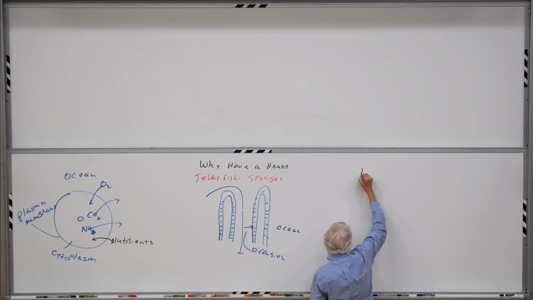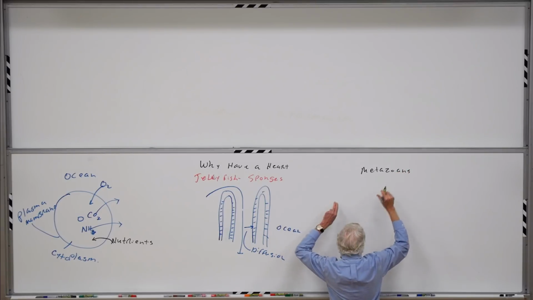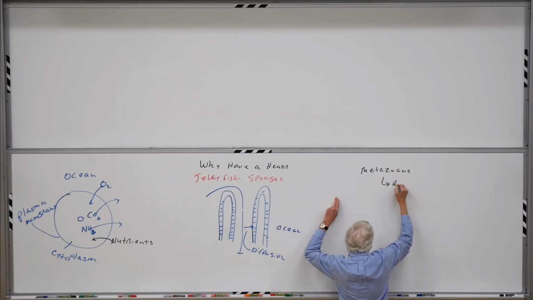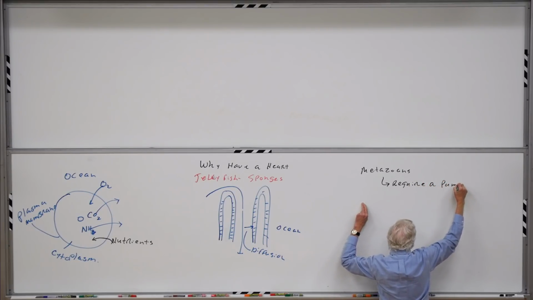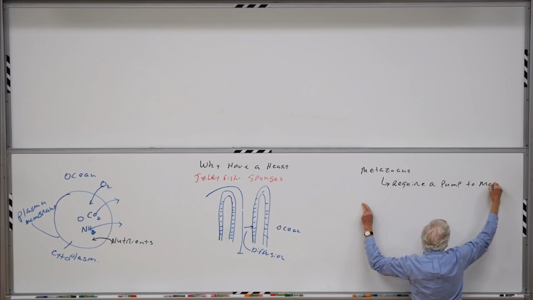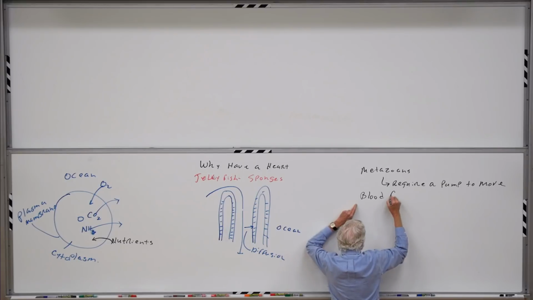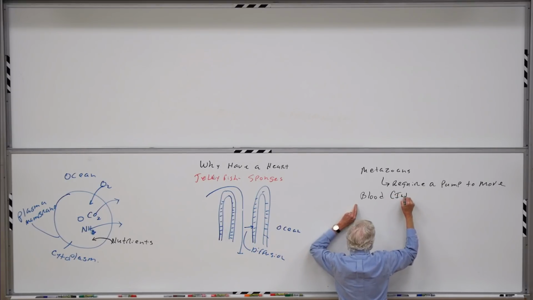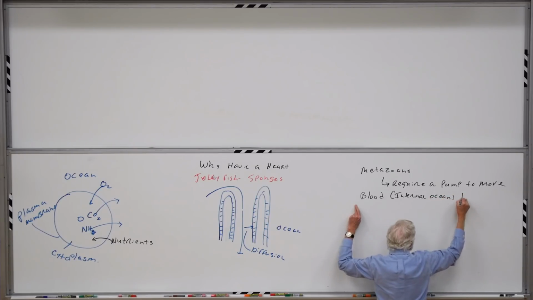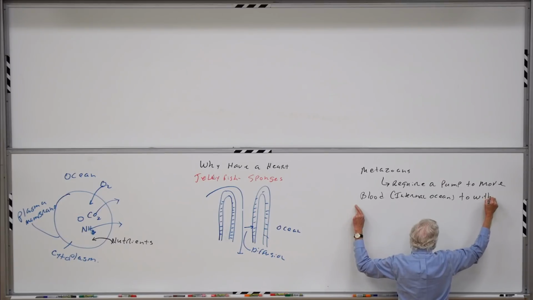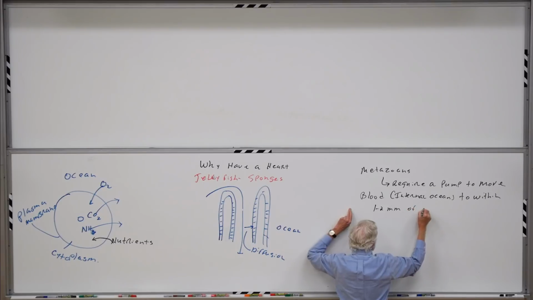So, what I'm going to call metazoans, beyond the jellyfish and the sponges, require a pump to move blood, which in a way is an internal ocean, to within 1 to 2 millimeters of all cells.